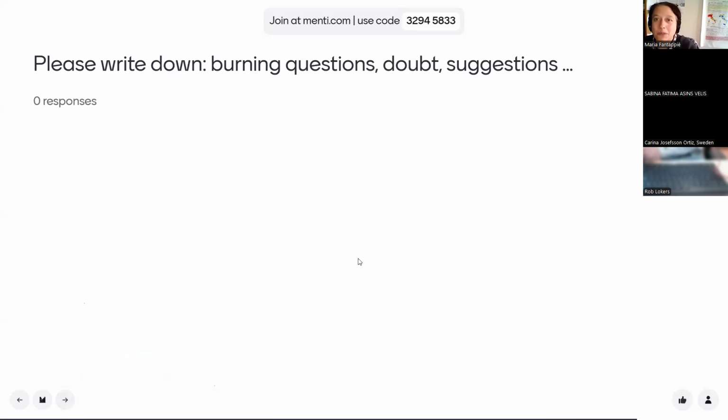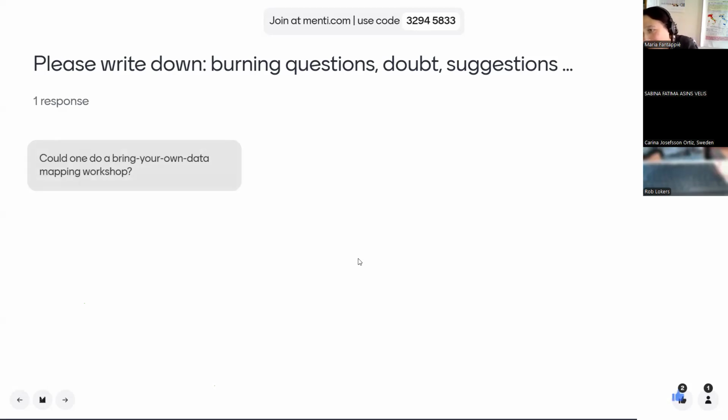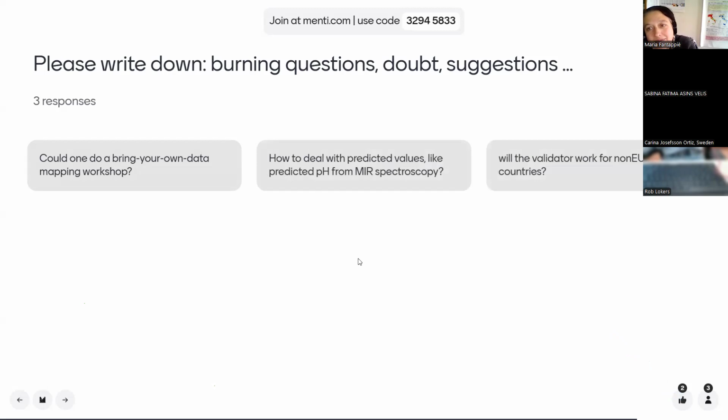Okay, so please feel free to put questions, doubts, suggestions, everything that you want. This is the last slide. So write down everything that you want. Because it's writing very large things, so it seems. Would one do a bring your own data mapping workshop?